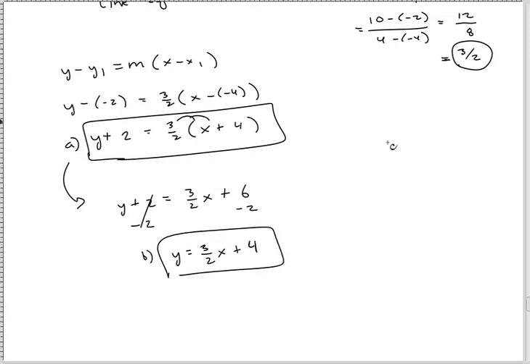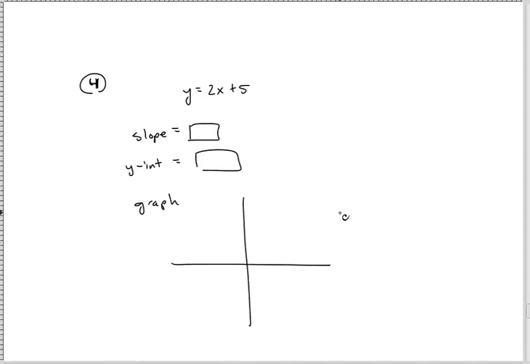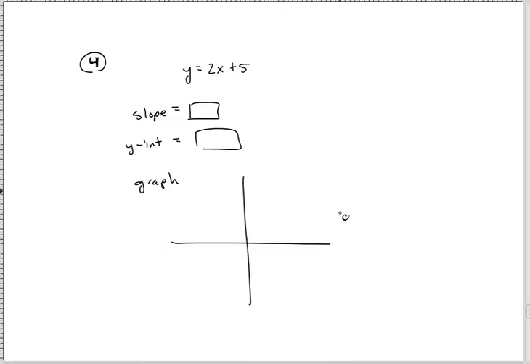This was not one of the answers, but we needed to use it to be able to figure out all this other stuff. Okay, so the next one, number 4. This is a very simple problem to get started with. It says, using this, what's your slope? Well, this is an M, and this is your B, and they're wanting M, and they're wanting B. So you put a 2, and you put a 5, and that's it. Very simple. Now we have to graph it. But this is not very hard.